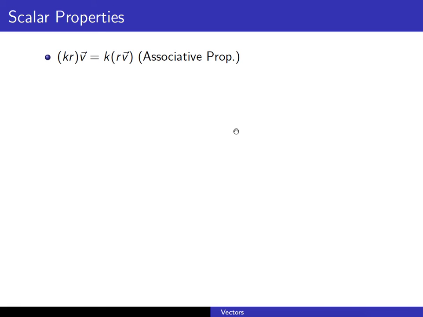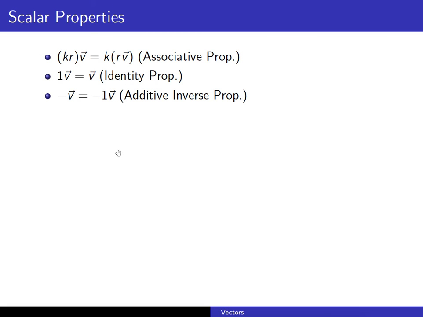So some properties of scalars. Number one, it's associative. So if k and r are real numbers, then we could either multiply k and r together and then multiply that by a vector v, or we can take vector v times r, whatever that is, multiply it by k. So once again, we can associate the parentheses with any two terms. 1 times a vector will give you itself, the vector, so that's your identity property.